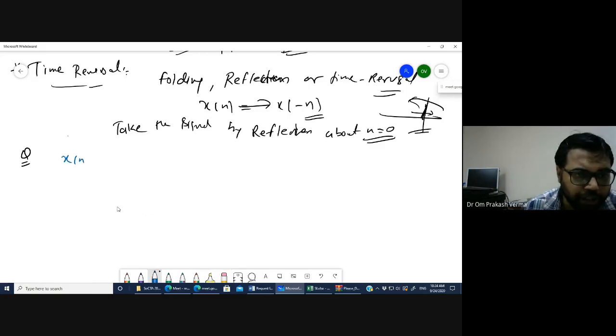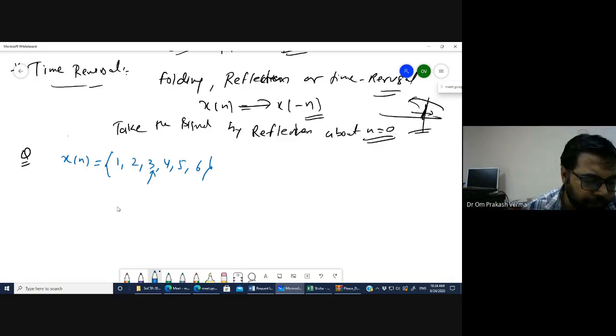Let's say x[n] is equal to 1, 2, 3, 4, 5, 6. A simple example I'm taking, and the arrow is marked here. Now you have to sketch the various problems. Part A: y[n] is equal to x[n minus 3].